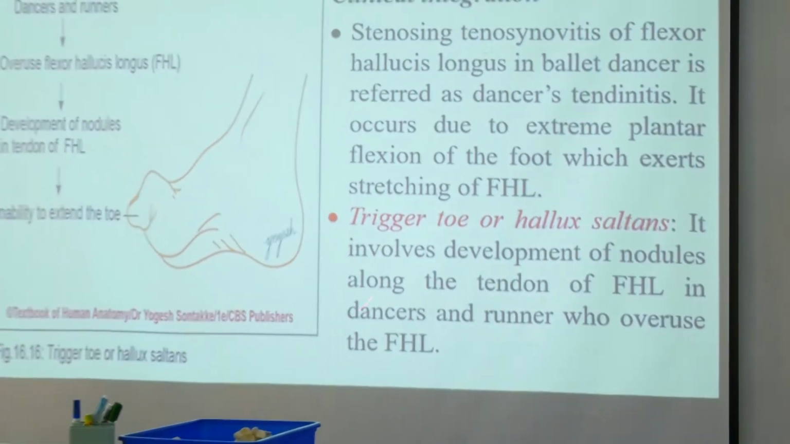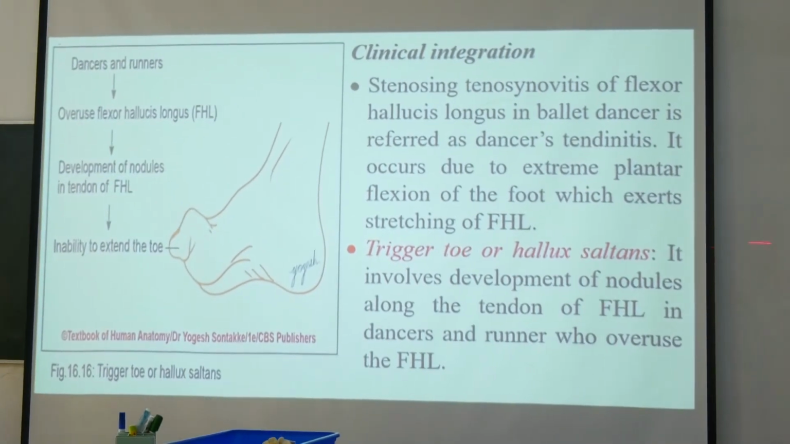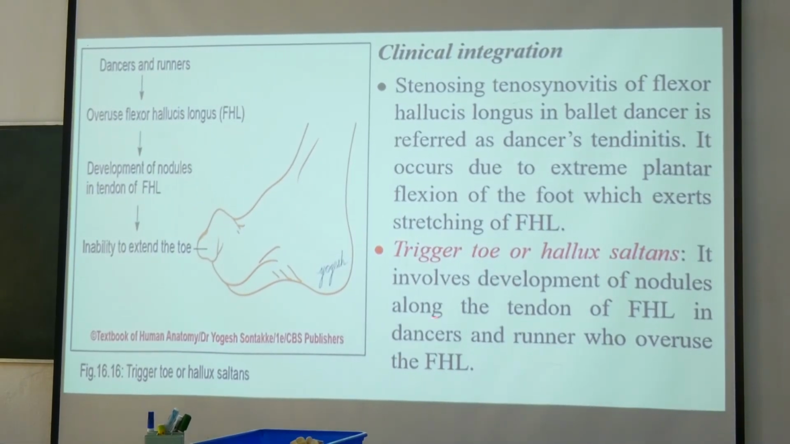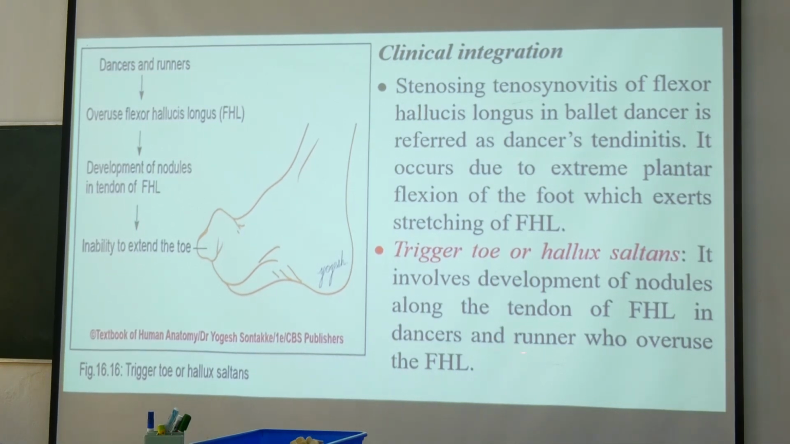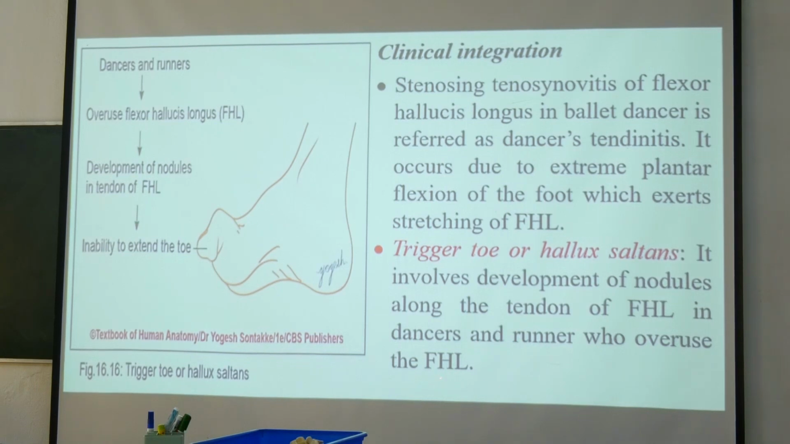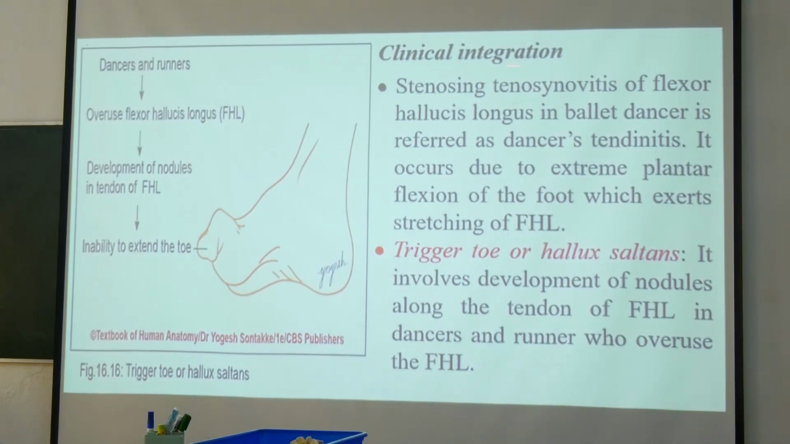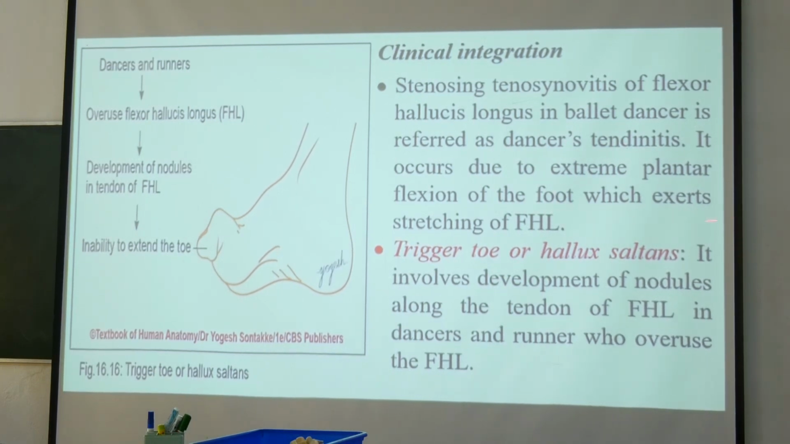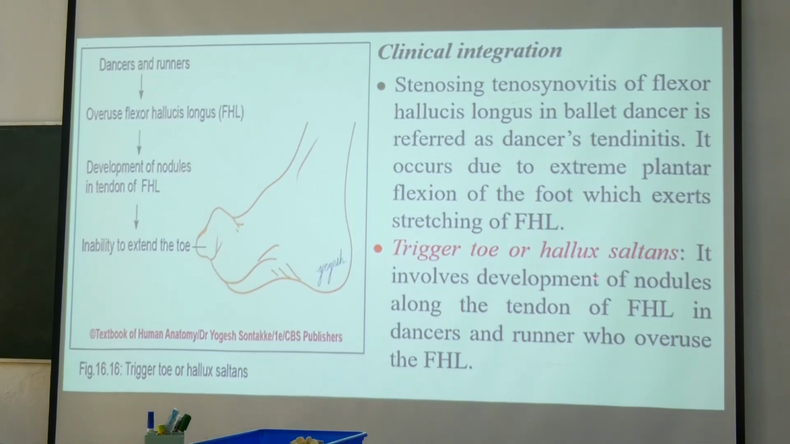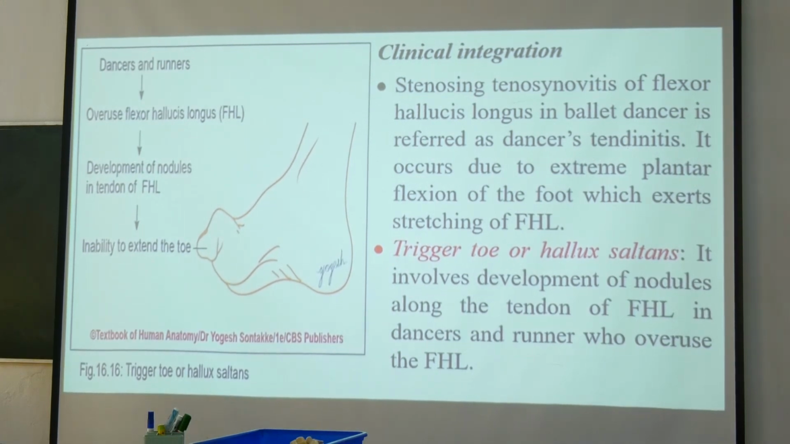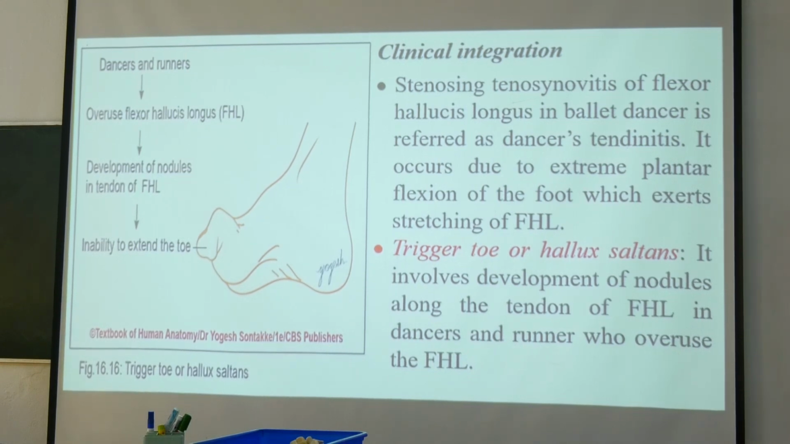Another clinical aspect is trigger toe, or hallux saltans. It involves development of nodules along the tendon of flexor hallucis longus in dancers and runners who overuse the flexor hallucis longus. Okay. And stenosing tenosynovitis of flexor hallucis longus in a ballet dancer is referred to as dancer's tendinitis. It occurs due to extreme plantar flexion of the foot, which exerts stretching of flexor hallucis longus. This clinical aspect comes as you explain my questions. Okay.